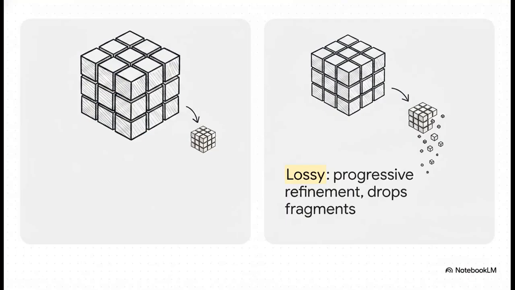Another way to shrink data is compression, which comes in two main flavors. Lossless compression means you can reconstruct the original data perfectly, but it only allows limited manipulation without expanding it back out. On the flip side, lossy compression, which is typically used for audio or video, actually drops small fragments of the signal. It's not perfect, but it allows for progressive refinement and massive space savings.